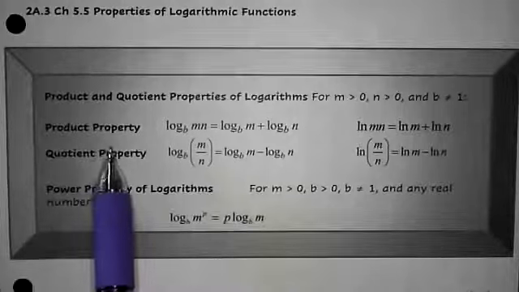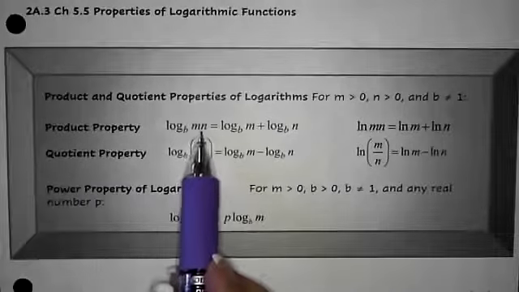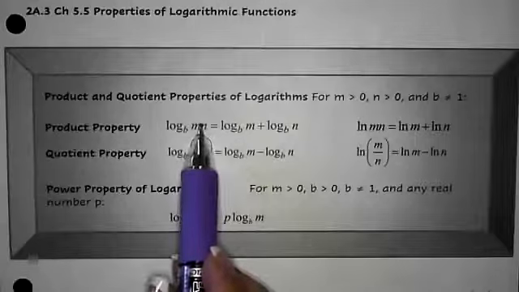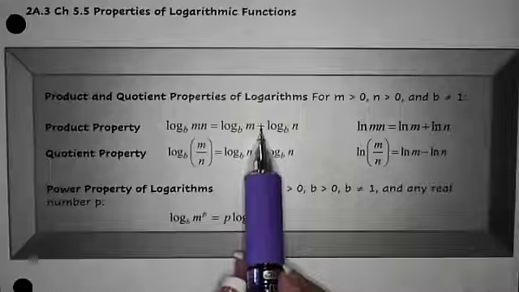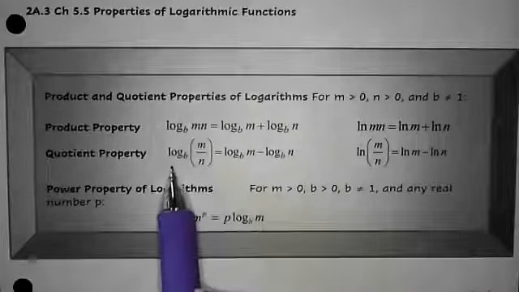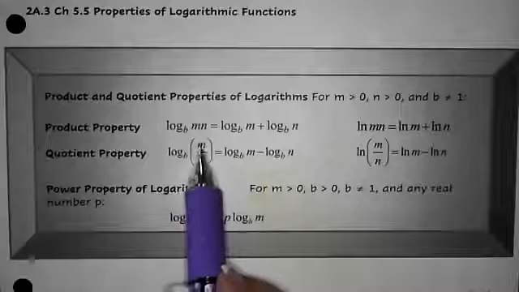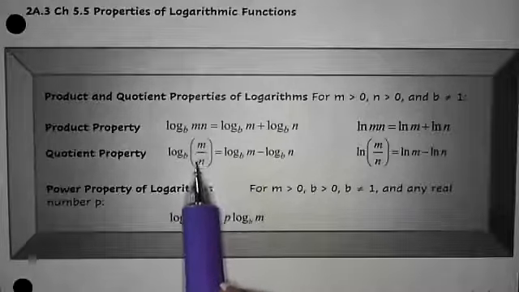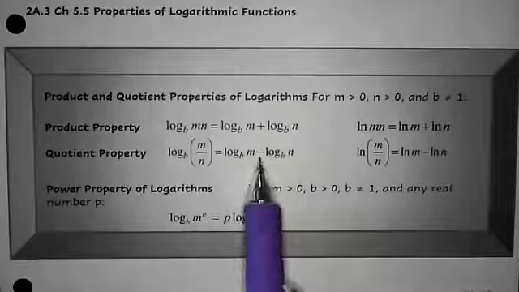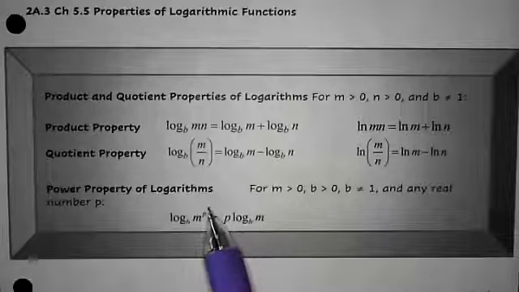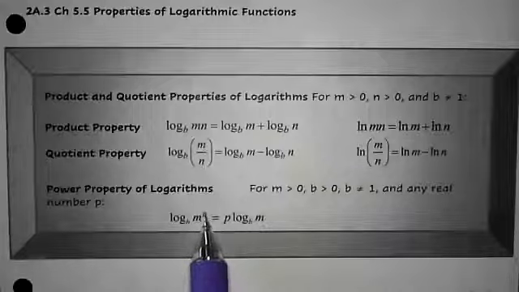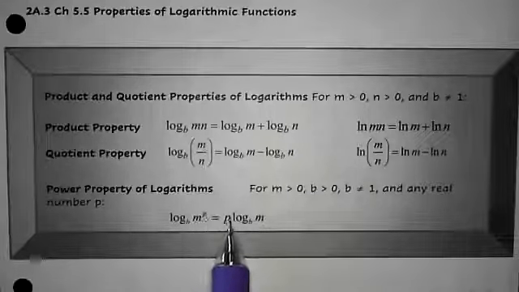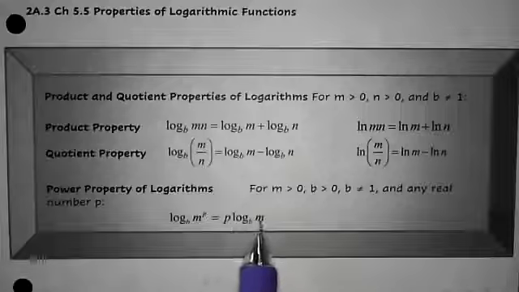There's the product property. It tells you that if two things are being multiplied in the argument, you can expand that to two separate logs separated by a plus. The quotient property tells us that if we have two things being divided in the argument, then you can separate that to be two logarithms separated by a minus. And for the third one, the power property of logarithms tells us that if we have an argument that is being raised to a power, it is the same as multiplying that exponent times the logarithm.